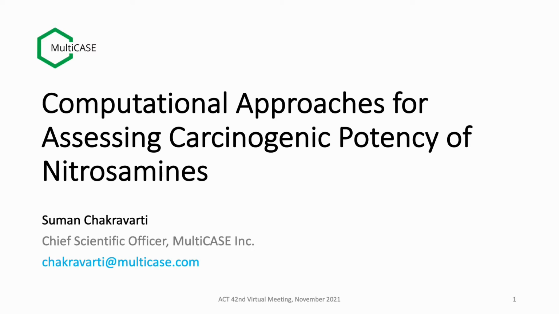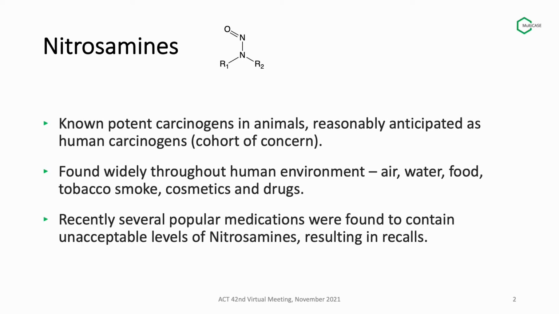I'm Suman Chakravarti from Multicase Incorporated, and today I'll be talking about different computational approaches that we are working on in order to predict carcinogenic potency of untested nitrosamines. So nitrosamines are represented by the general structural formula as you can see on the screen, and they are known as potent carcinogens in animals as they have been tested in rodent models, and therefore they are reasonably anticipated as human carcinogens, and they are in the cohort of concern group.